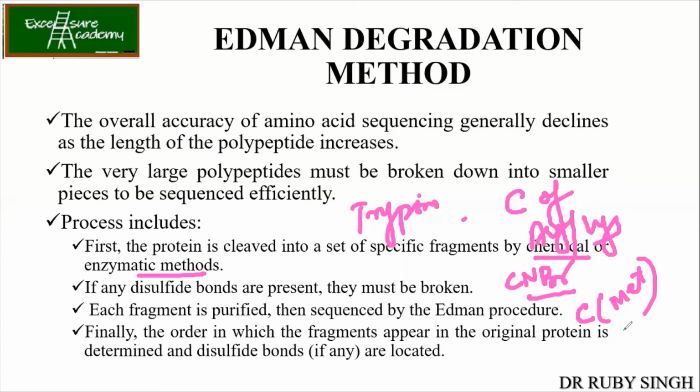Now, if you have any disulfide bonds, they need to be broken down. So how are you going to break the disulfide bonds? DTT, BME. BME, correct. These are the different methods by which you can break the disulfide bonds. Now, each fragment is purified and then sequenced with the help of the Edman procedure. Then the order in which fragments appear in the original protein is determined, and any disulfide bonds will be located.